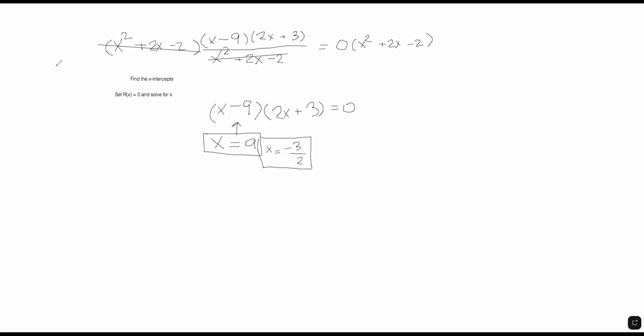So an x-intercept is a point. Remember, the x-intercept is the location where the graph crosses the x-axis. So our first intercept is going to be 9, 0. Our second intercept is going to be negative 3/2, 0. So on your test, this one would be C. Yeah, question C. Any questions?